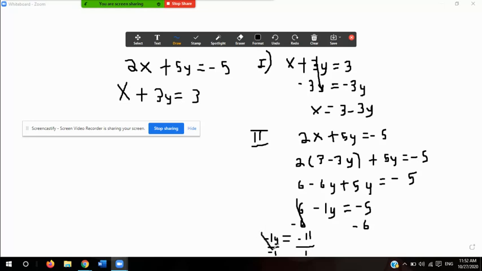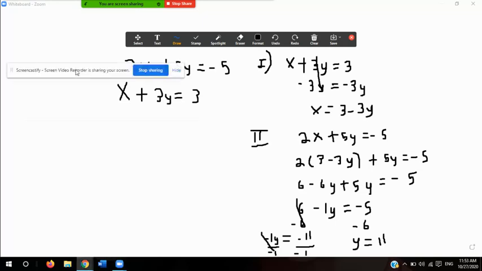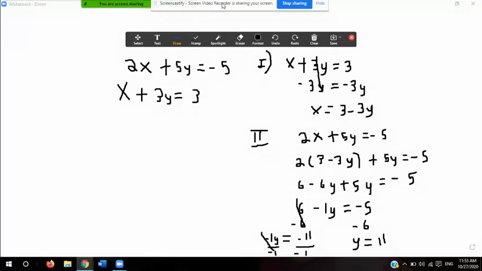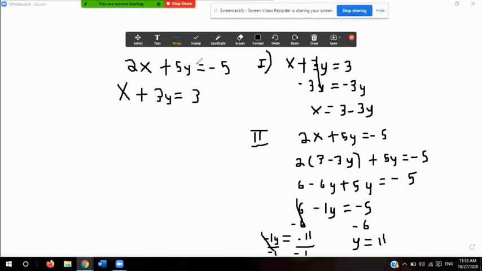Now, I found one of my variables for the system. I found the value of y. Y equals 11. So the third step is just to find the value of x in this case. For step number 3, I can do it one of two ways. I can either plug in the value of y into one of the two equations, or I can plug in the value of y into the expression that I got.